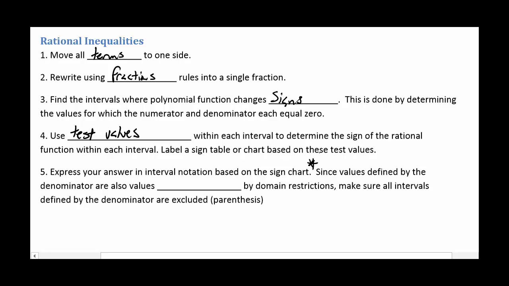And you're probably thinking, well, wait a second, why is this different? Well, since the values defined by the denominator are also values that are excluded by domain restrictions, then all the intervals defined by the denominator are excluded. In other words, any number I get out of the denominator, even if the symbol says or equal to, I can never put a bracket on it because that number makes my fraction undefined. Okay, so it's a little bit of a catch, and again, we'll practice this and see some examples.